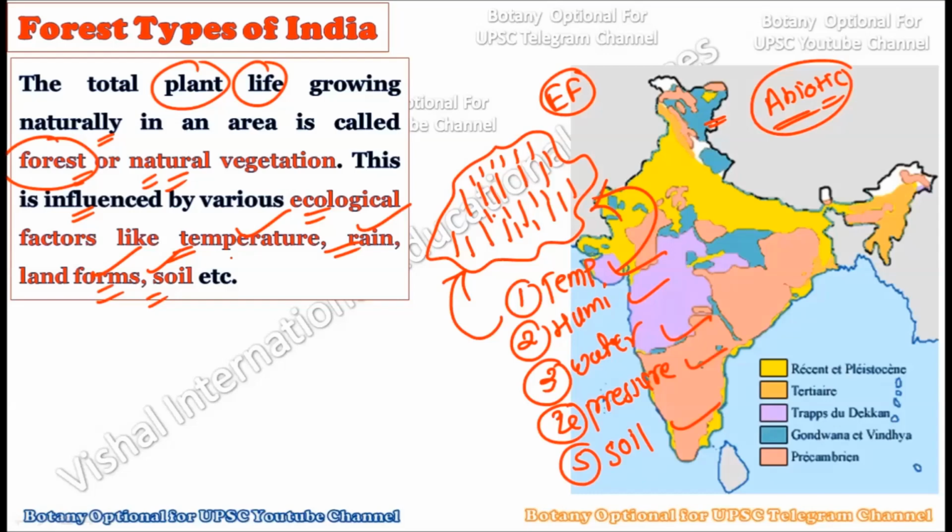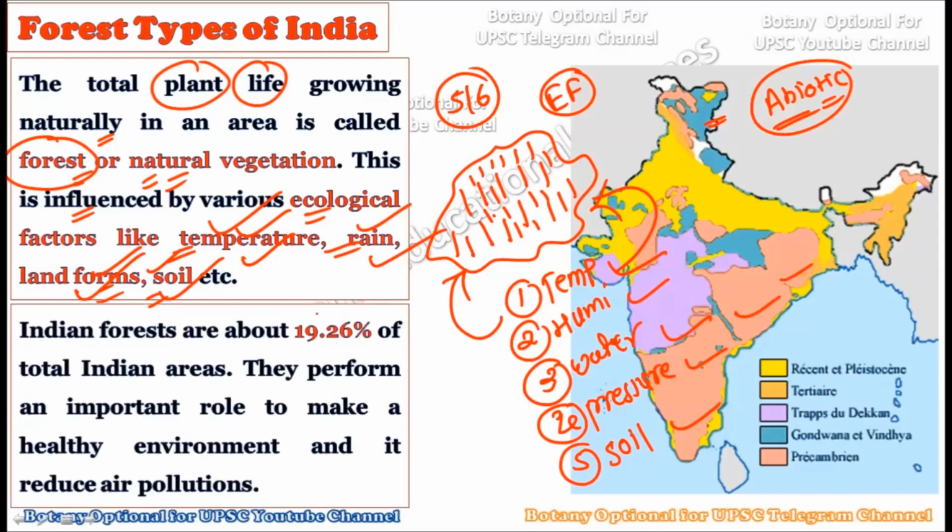Now, in India itself, we have 5 to 6 different types of forest, because throughout India, if you go, you will come to know that there are different types of temperatures, different types of rainfall, different landforms, and different types of soil found in different regions of India. So that is why we have different types of forest throughout India.